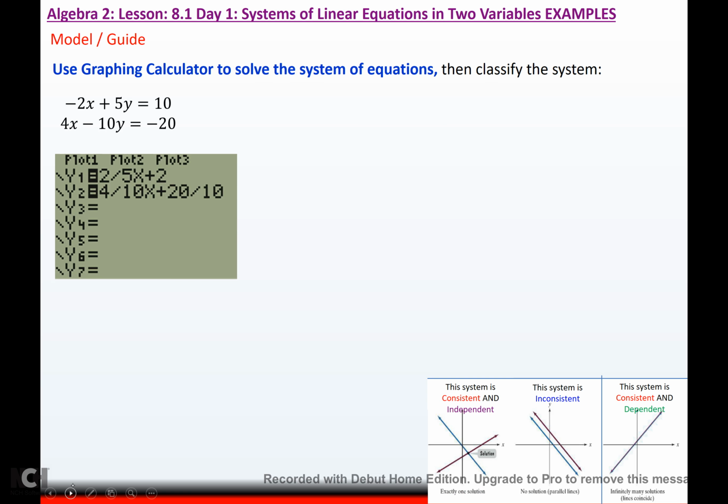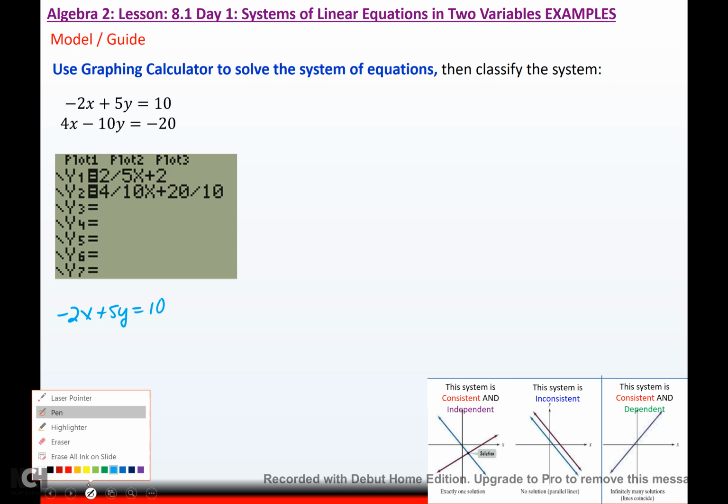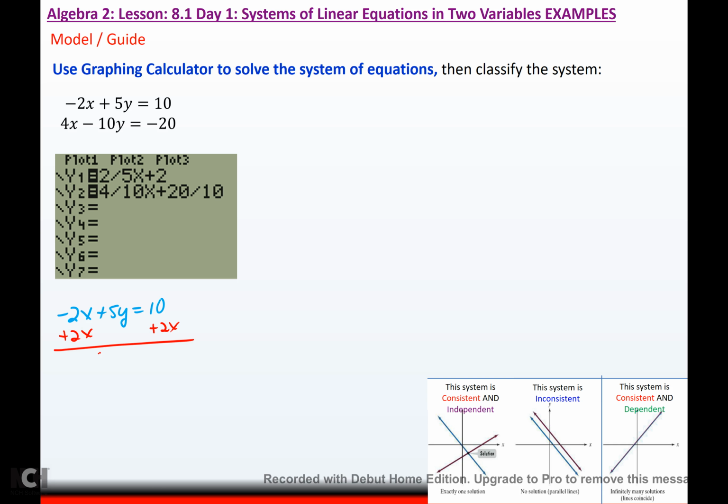Alright, so on this one, oops, I meant to animate that. On the top one, negative 2x plus 5y equals 10. If I get y alone, I'm going to add 2x. That gives me 5y equals 2x plus 10. Divide by 5, by 5, by 5. I get y equals 2/5 x plus 2.